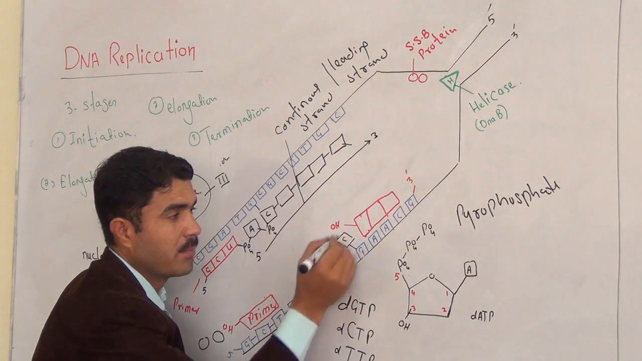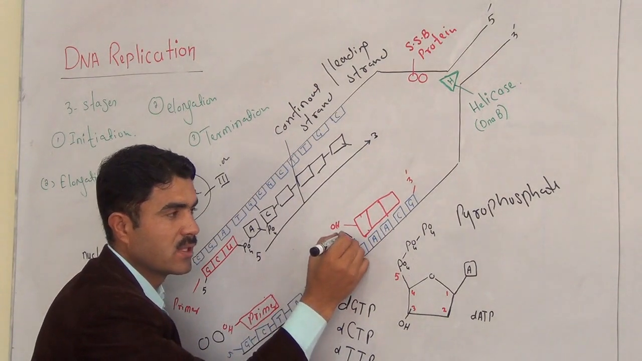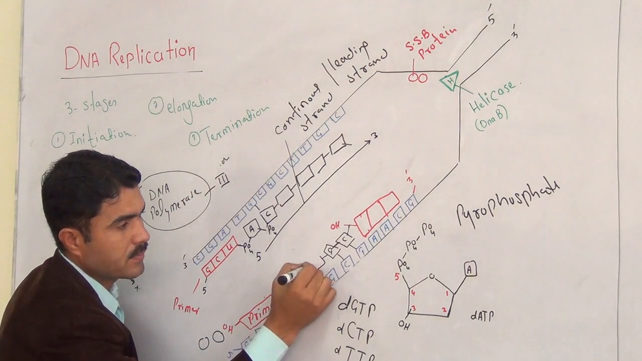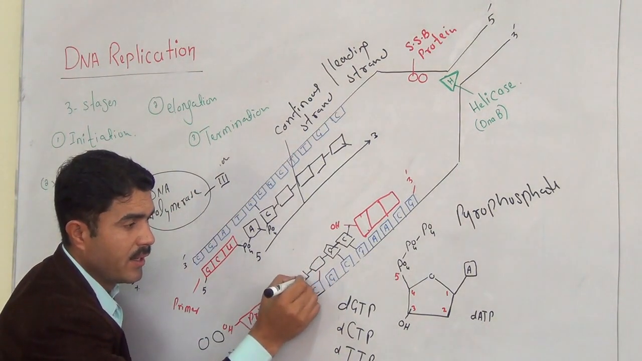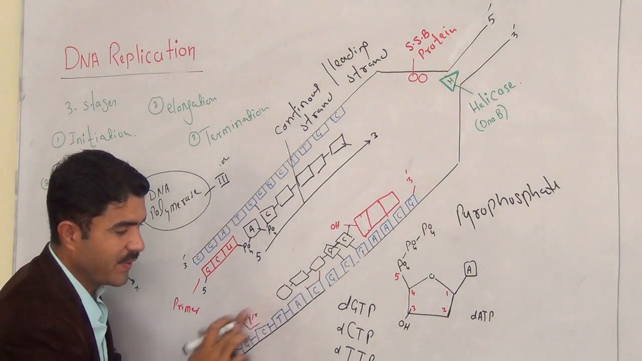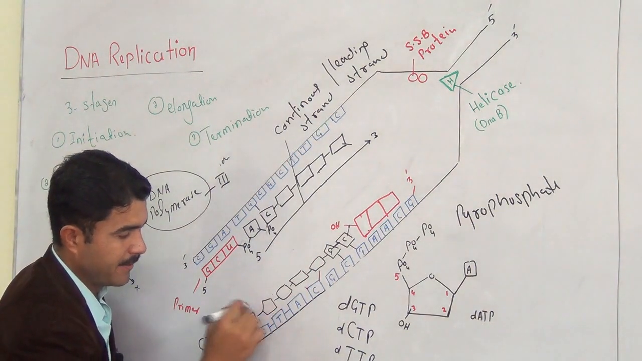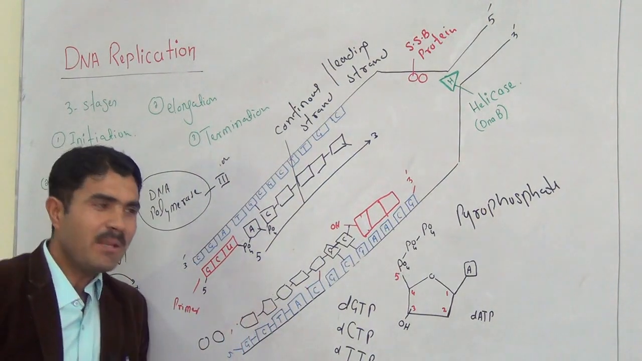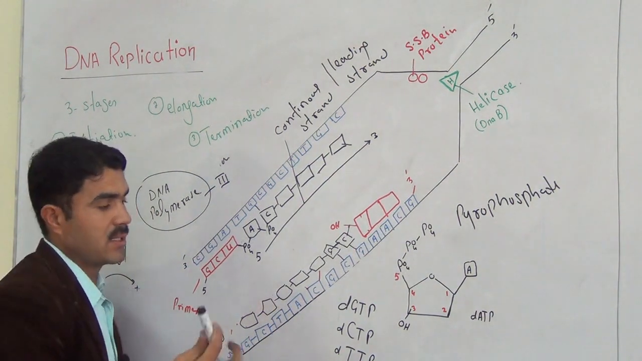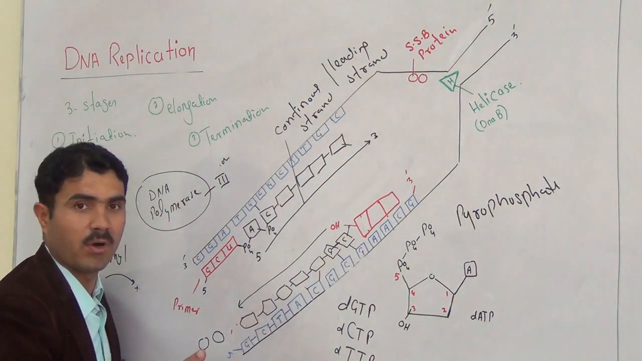There will be a phosphodiester bond between the primer's OH and this cytosine. So a bond will be there, and another nucleotide will be placed here, and another, and another, right? The process will continue. Another nucleotide will be here and here. Okay. So now you tell me the new strand's direction, where it is going. This time the new strand's direction is away from the replication fork.